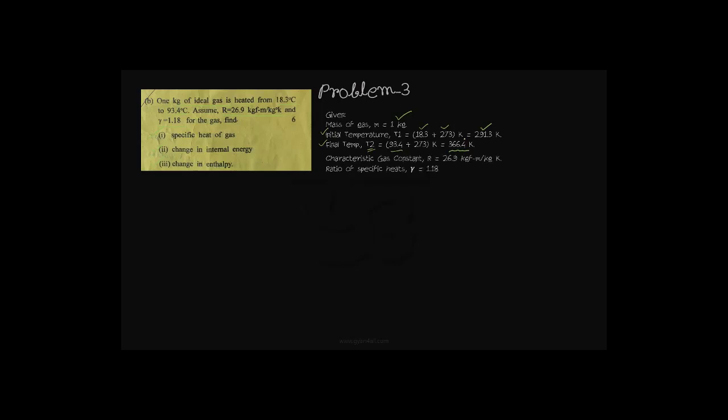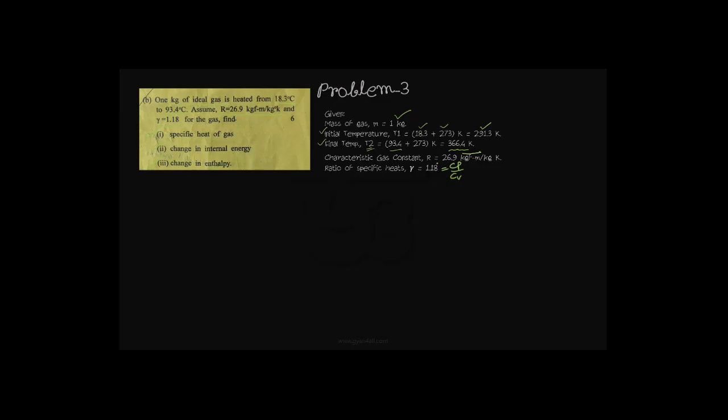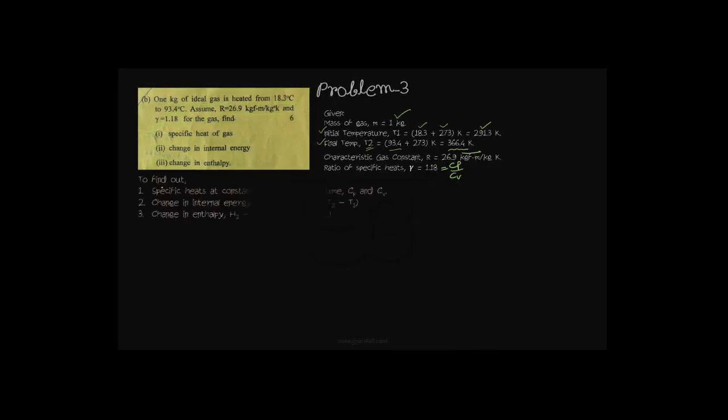And also the characteristic gas constant R is 26.9 kg force meter per kg per Kelvin, and the ratio of specific heat gamma is equal to 1.8, and this is actually Cp divided by Cv. The ratio of specific heats is called gamma. Now this problem is in metric unit, that is why these values are not in kilojoule or joule, but in kg force meter. So let us solve this problem in metric unit itself.